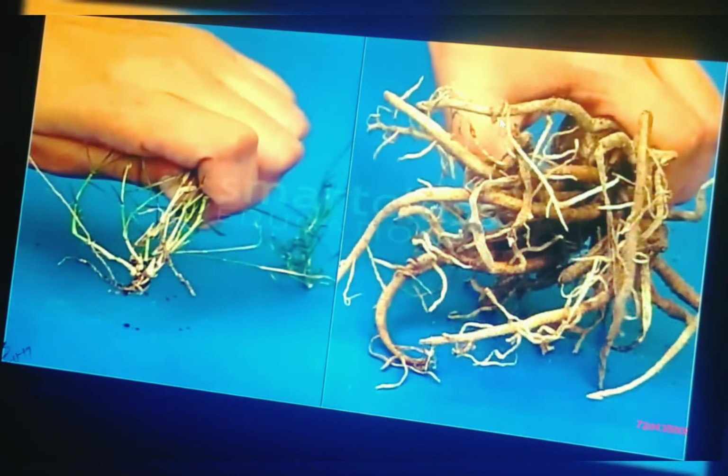On the other hand, you will find that the roots of grass and lily have a bushy appearance. There is an absence of a central long root. All the roots are almost of the same size. These roots are known as fibrous roots.